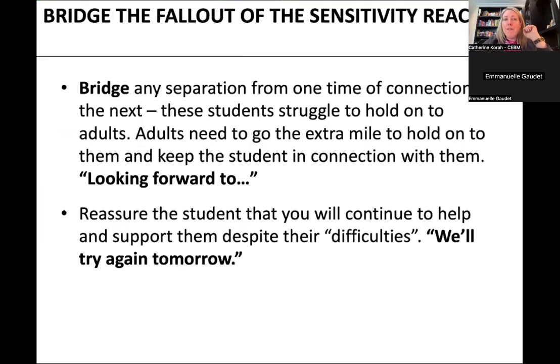If things have fallen apart in the situation and the student has overreacted and we have lost our patience with the student, or we've said something that we have regretted, it's never too late to bridge that, to be able to say to the student, it's not what I meant to do. Today was difficult. Tomorrow's another day. I look forward to us trying this again.